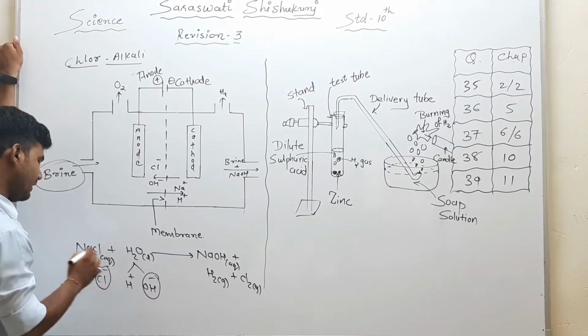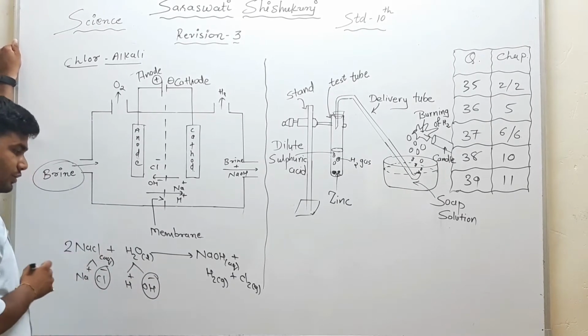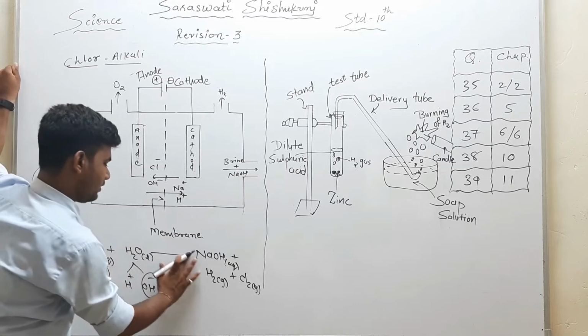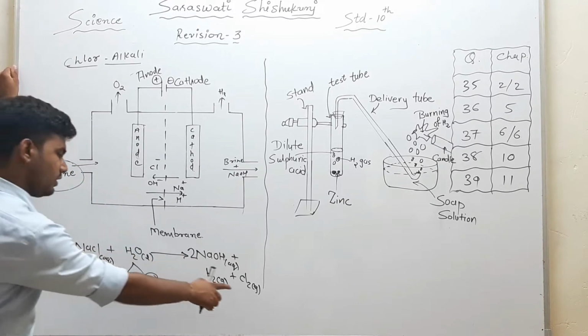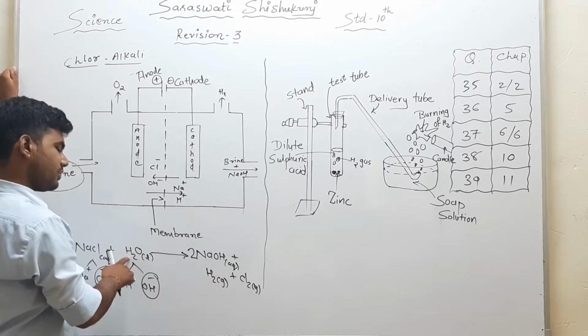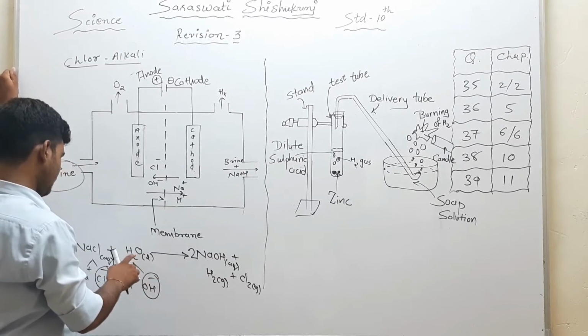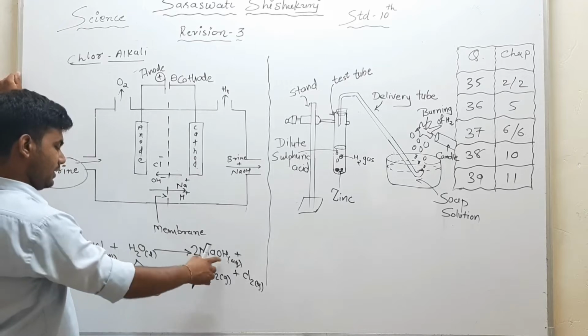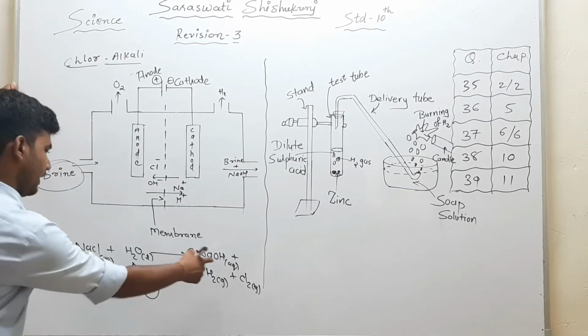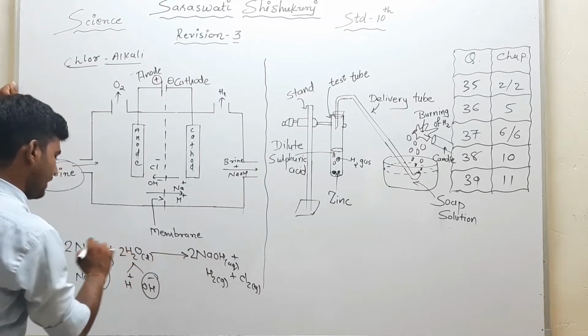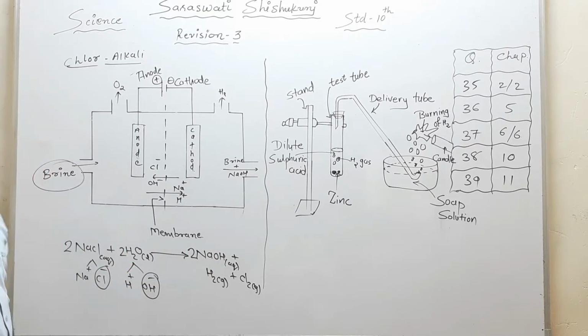To balance the chemical equation, we have to write 2 here. Now sodium is 2, chlorine is 2, and here also chlorine is 2. Now hydrogen is 2, and oxygen, here we have 1 oxygen, here we have 2 oxygen. So what can we do? Hydrogen is 4 in total, so we can write 2 here. Now our equation is balanced.